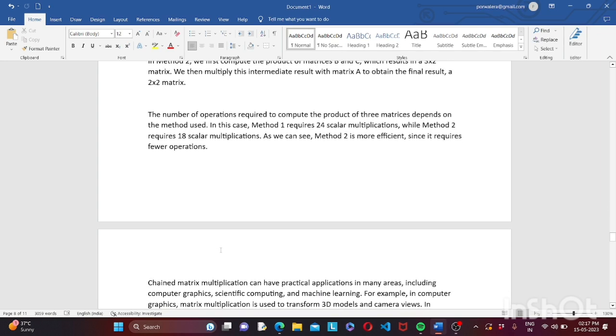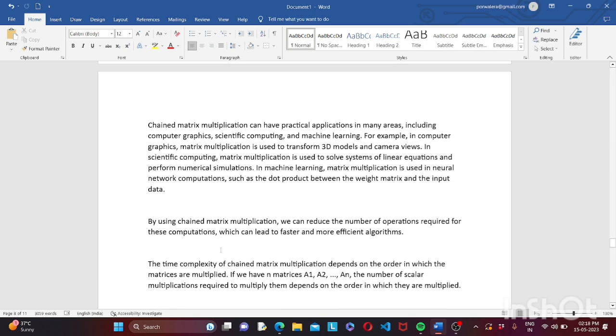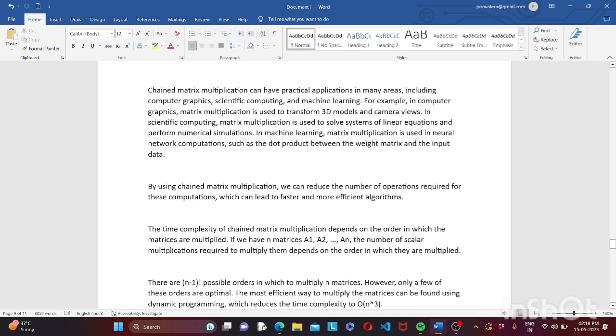So the number of operations required to compute the product of the three matrices depends on the method used. In this case, method 1 requires 24 scalar multiplications, while method 2 requires 18 scalar multiplications. So we can see method 2 is more efficient since it requires fewer operations. Now the practical or real life examples of matrix chain multiplication.